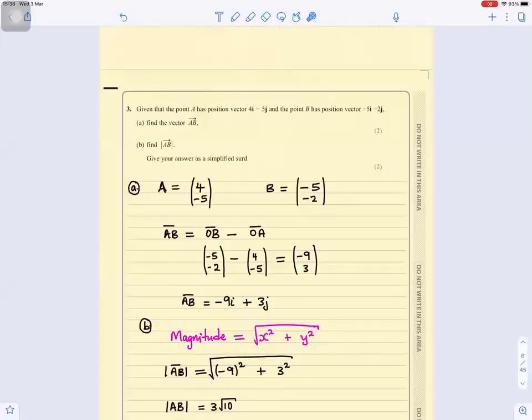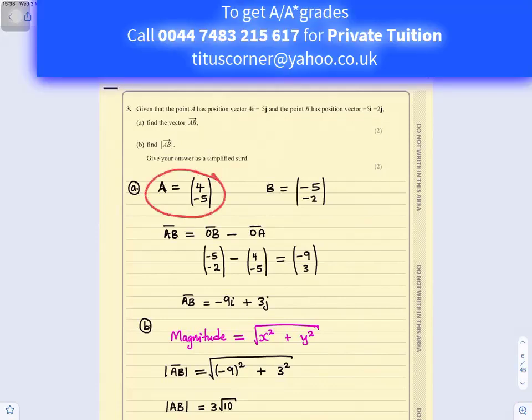Question number 3. Given that the point A has position vector 4i minus 5j and the point B has position vector minus 5i minus 2j, find the vector AB. We now have A written as a column vector, 4, minus 5. B written as a column vector, minus 5, minus 2. Now we want to find AB.